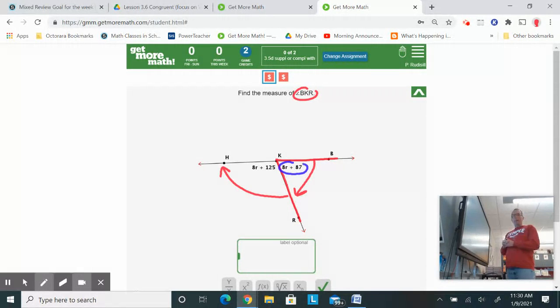Well, we don't know the measure, but we do know an expression that equals the measure. So 8R plus 87 plus the second angle, 8R plus 125. We're going to set up an equation equal to 180 because they're supplementary.